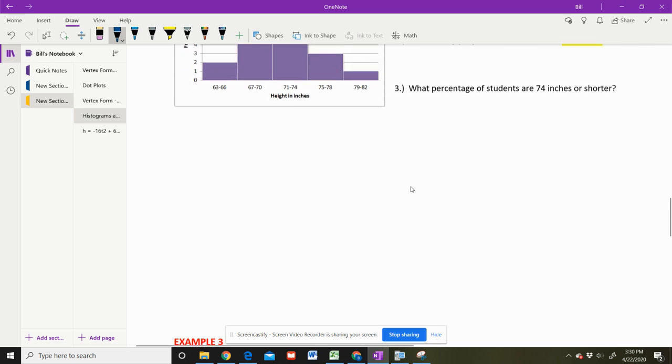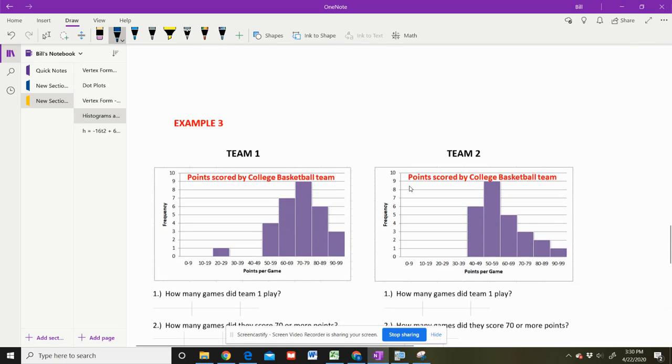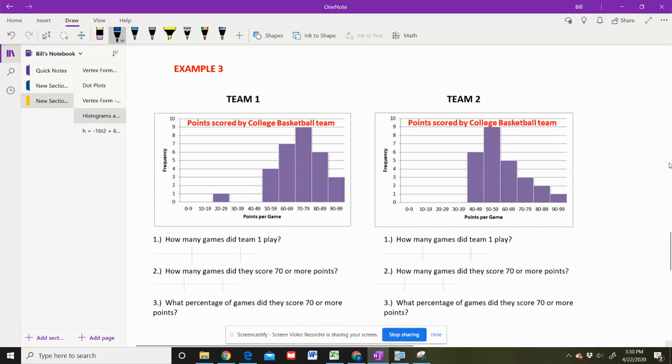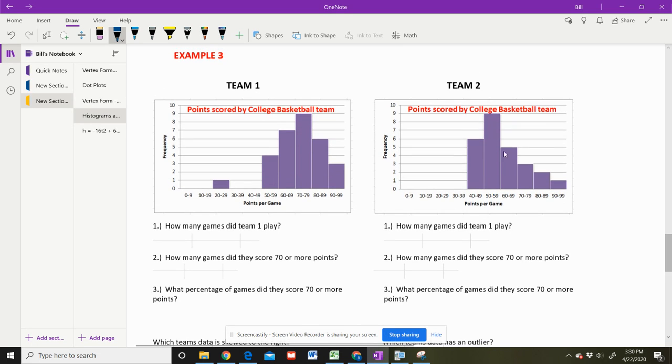Okay, and now for our last example, example 3. We've got data representing 2 teams. All right, so on this one, we've got team 1, points scored by a college basketball team. So these represent the number of games. The frequency represents the number of games in which they scored points in this specific range, right? So they scored only 20 to 29 points in one game during the season.